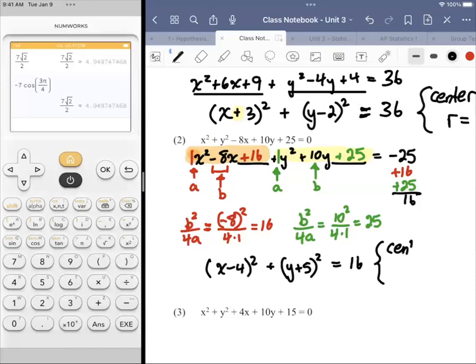My center, 4, negative 5. And my radius is equal to 4.